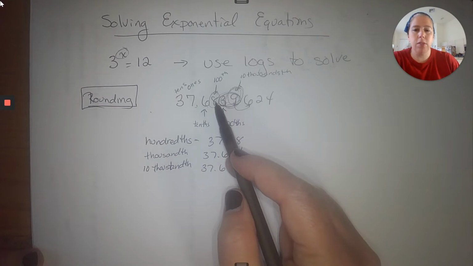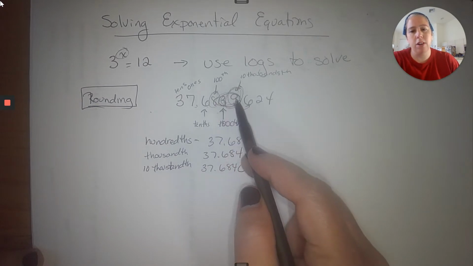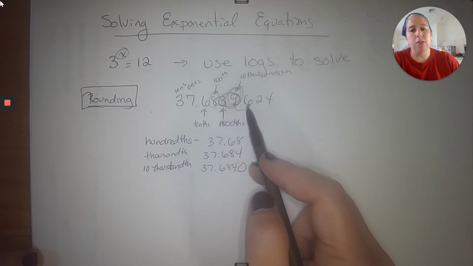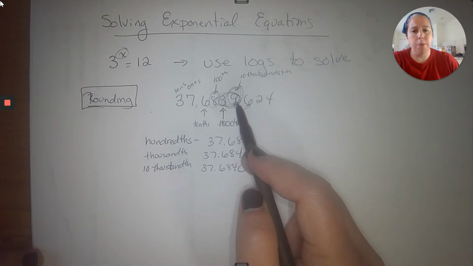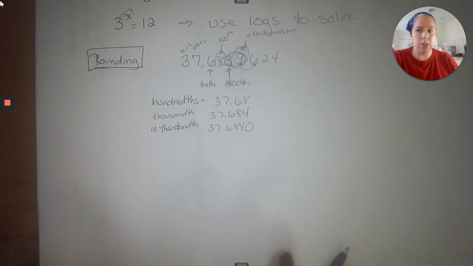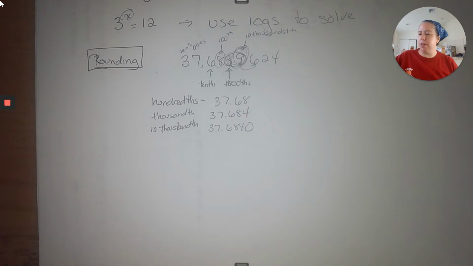So tenths, hundredths, thousandths, ten-thousandths, that'd be hundred-thousandths, that would be millionths. Most of them, I think we're going to go to 4 decimal places on this. All right, so now that we've done that.